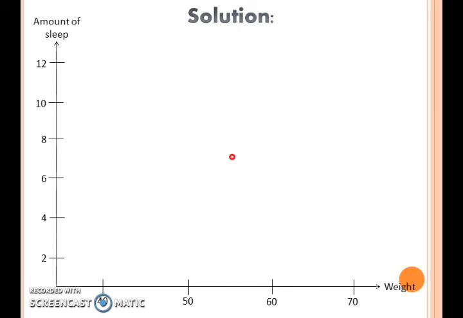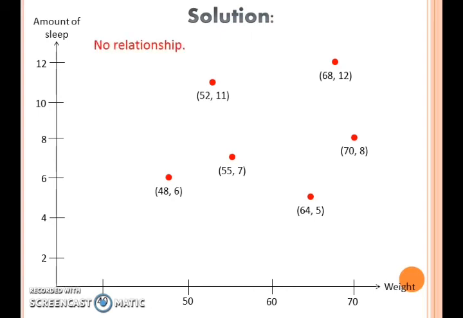After that, plot each combination of x and y on the graph. From this scatter plot, it can be seen that there exists no relationship between weight and the amount of sleep. This is because no pattern can be seen from the plots.